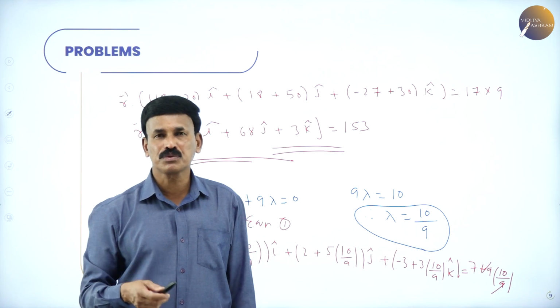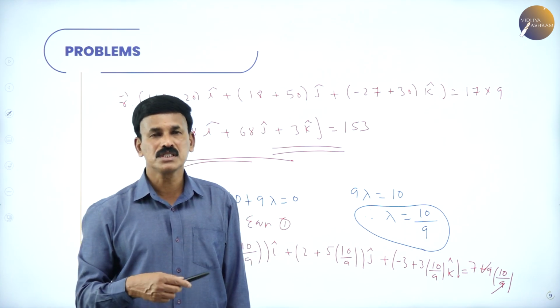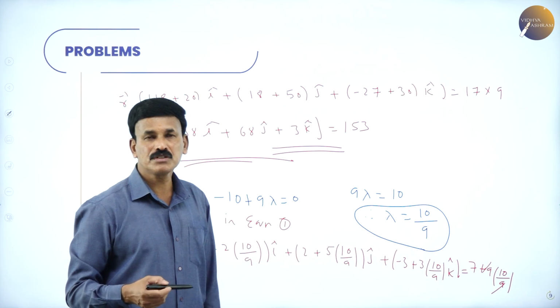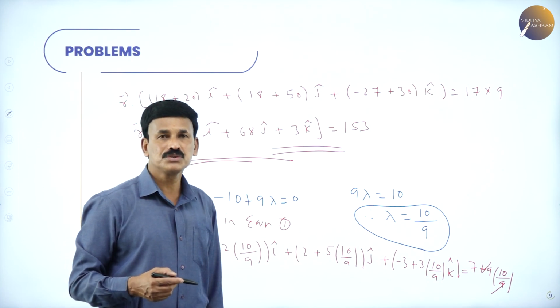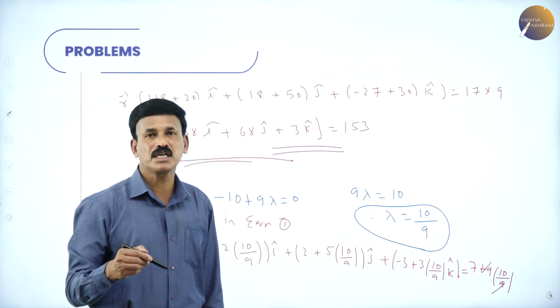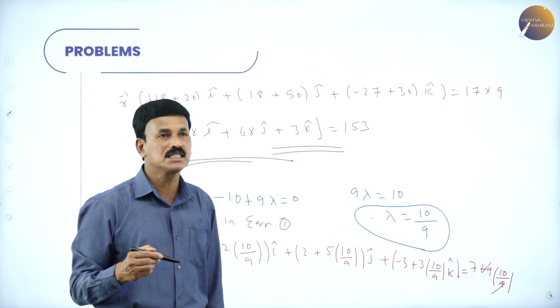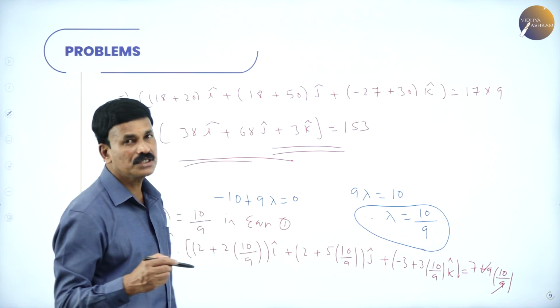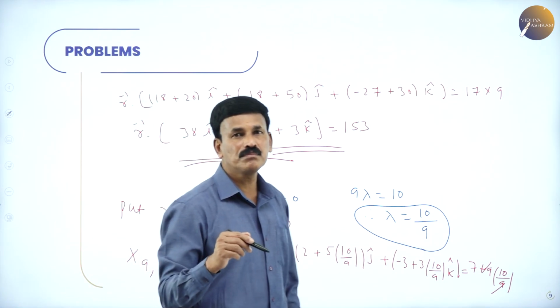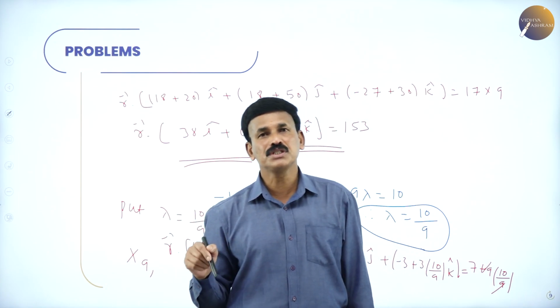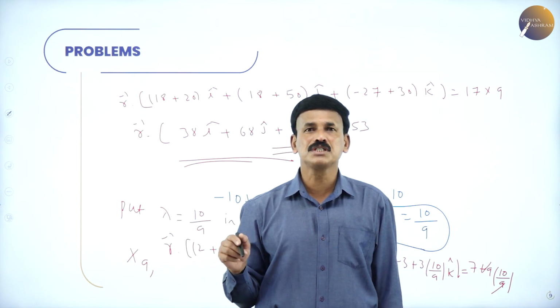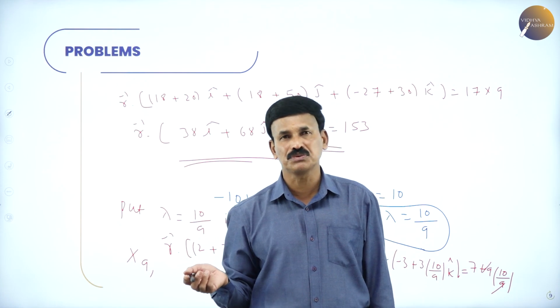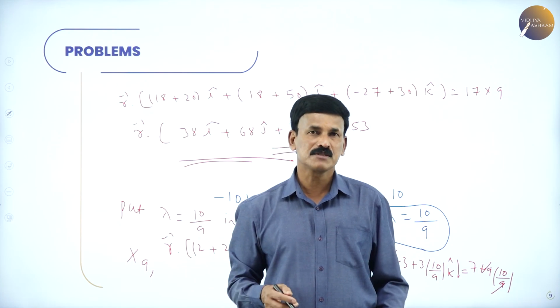These are the few problems based on this concept. So the equation of the plane passing through the intersection of the two planes pi 1 and pi 2, pi 3, is given by the vector equation r dot (n1 vector plus lambda times n2 vector) is equal to d1 plus lambda times d2. That's it. Very simple.